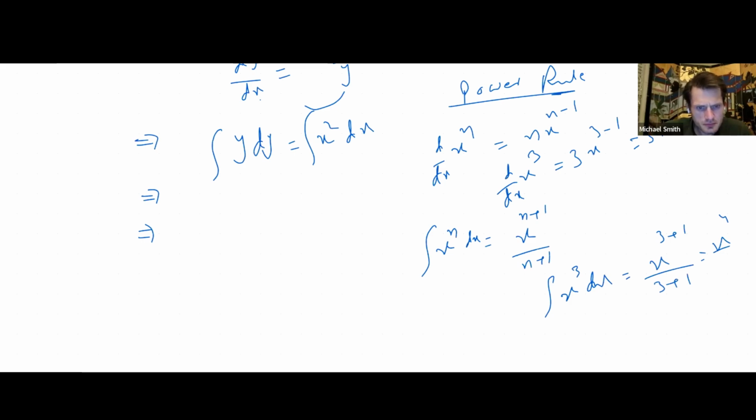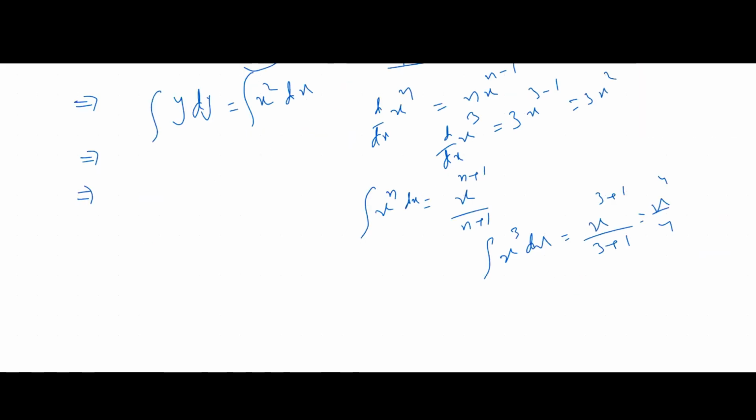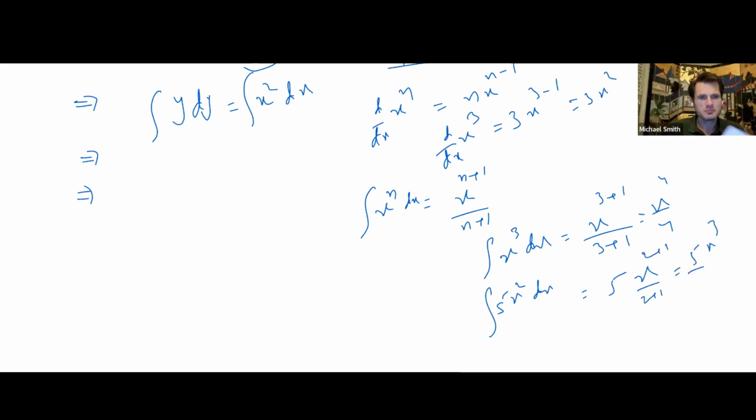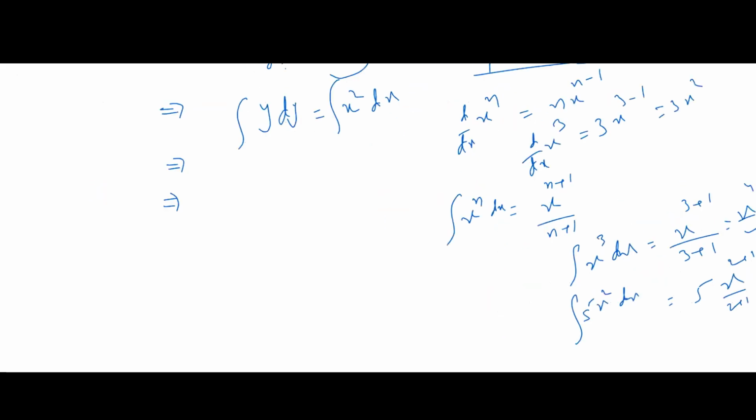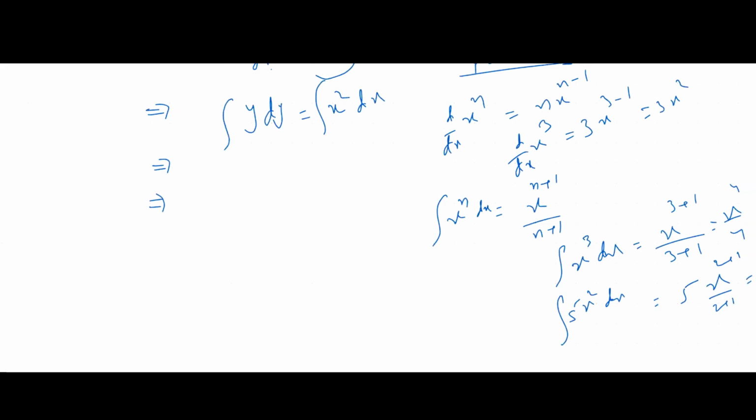And for example, we have 5x squared dx. 5 is just a constant. It's x to the power 2 plus 1 over 2 plus 1, so it will be 5x cubed over 3. This dx, or dy, or dt, sometimes you have dx, dy, dt, represents what you're integrating with respect to. dx means integrate with respect to x, dy means with respect to y, and dt means with respect to t.